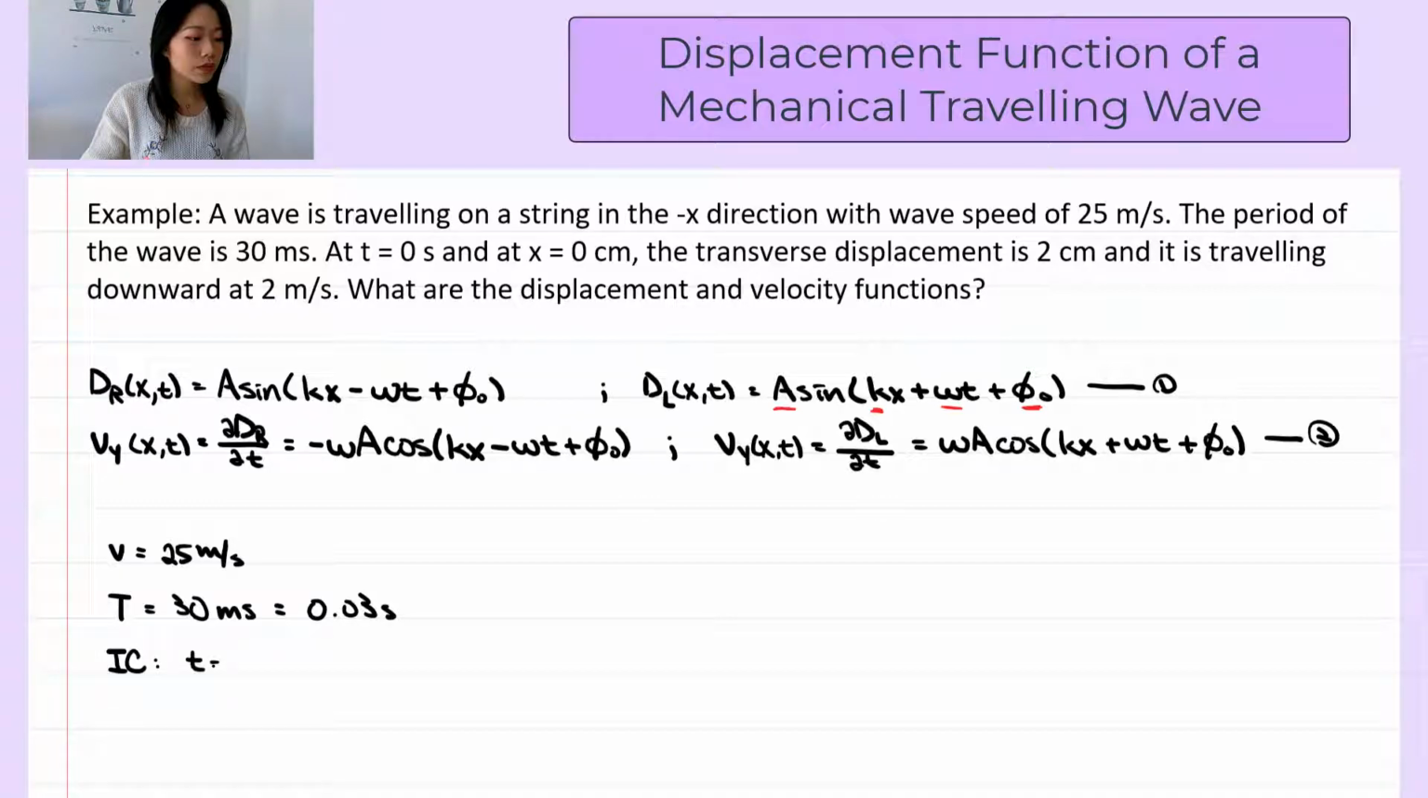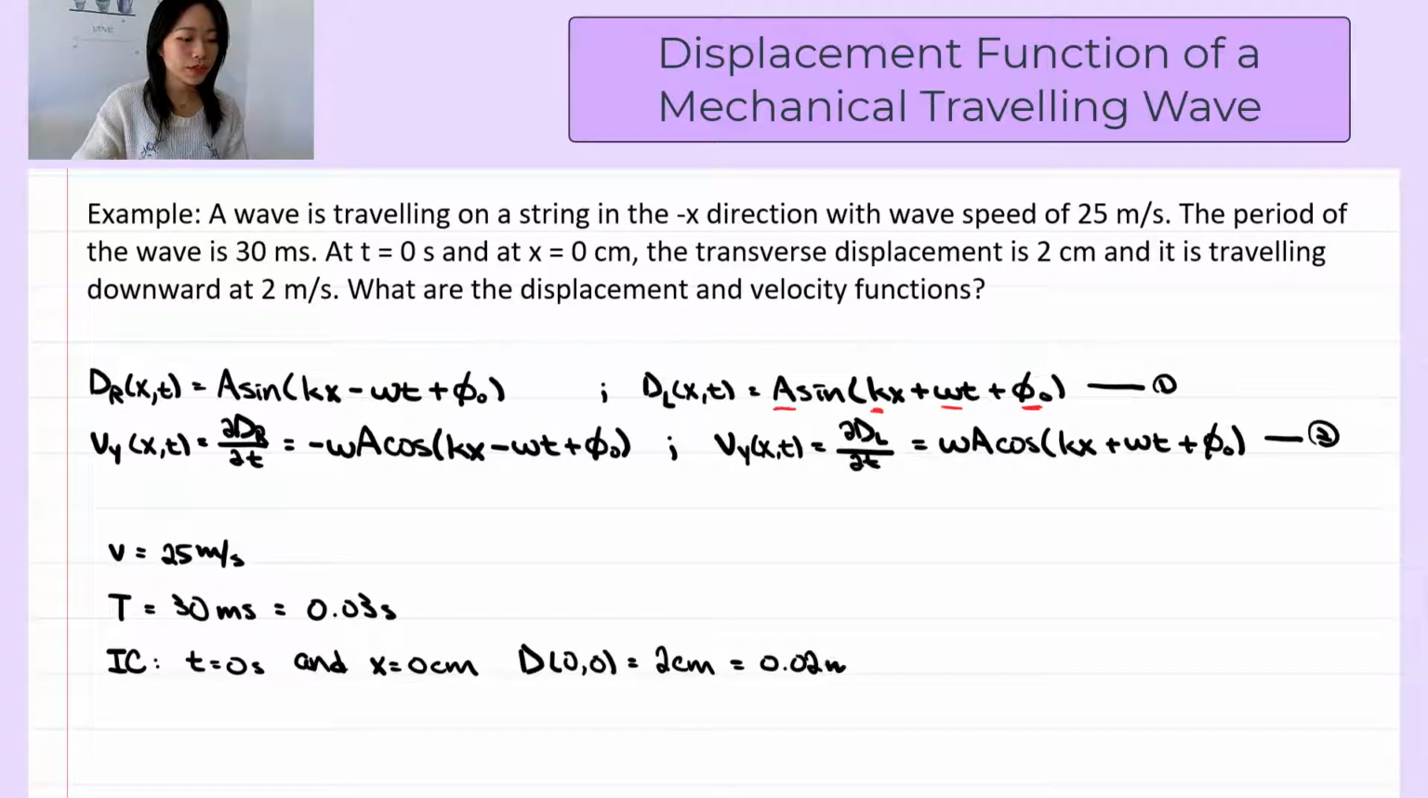At t equals 0 and x equals 0, we have the initial displacement is 2 centimeters or 0.02 meters. And the initial transverse velocity, Vy, at x equals 0, it is downward at 2 meters per second, so negative 2 meters per second. How can we use this information to find the 4 constants?